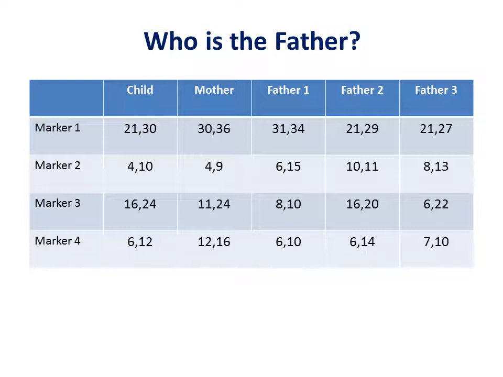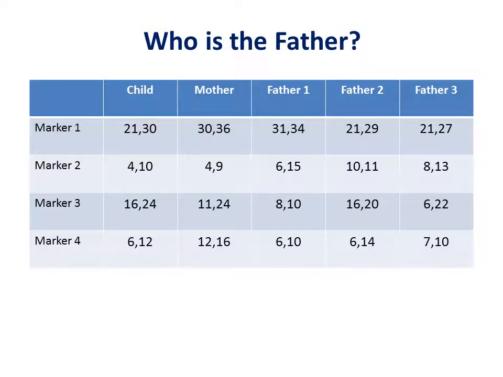So now let's move down to marker 2. With regards to marker 2, the child has 4 and 10. We can attribute the 4 to the mom because the mom's possibilities are 4 and 9 for that particular tandem repeat. So we need to find a father that can contribute 10 copies of that particular VNTR to the child. Based upon that, we can conclude that father 2 is probably the father because his possible contributions are 10 and 11. If we work our way through all the markers, we can confirm the rest.